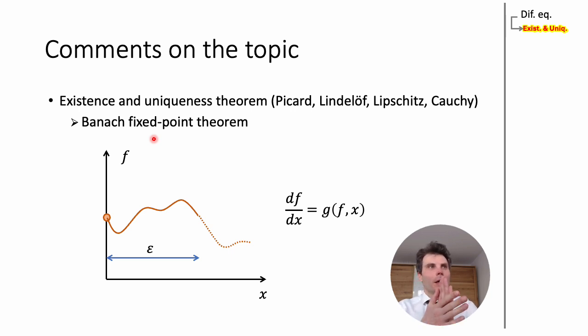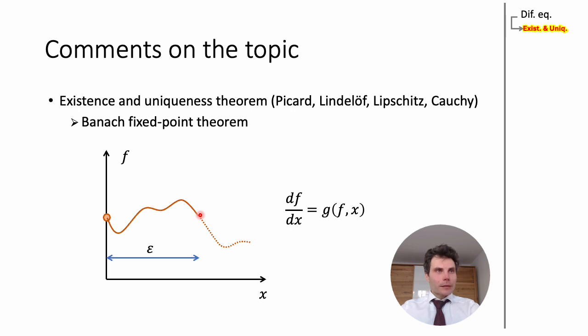So essentially, what does the existence and uniqueness theorem say to us? It says that if there is a differential equation with some very broad constraints on its right-hand part, this function g of f and x, then the solution does exist. And if additionally an initial condition is specified, then this solution is unique, as shown here. The initial condition is marked with this orange dot, and then a unique solution does exist.